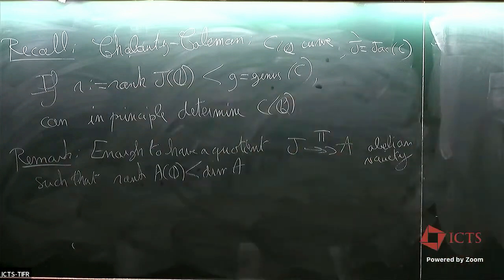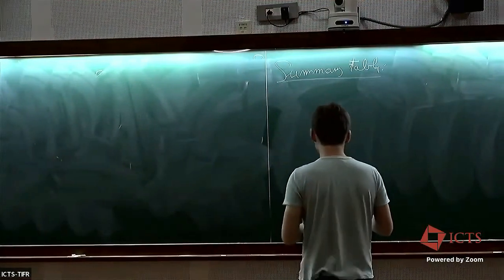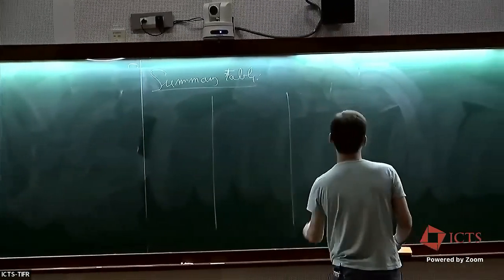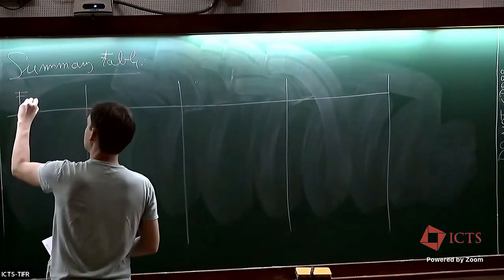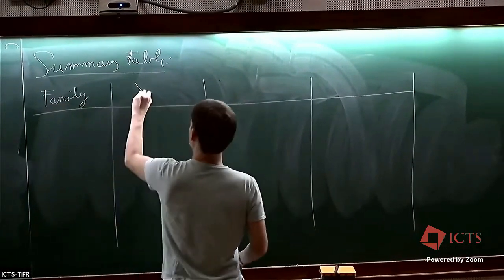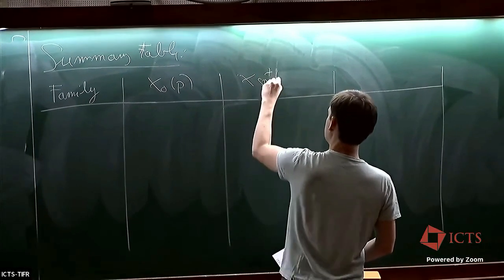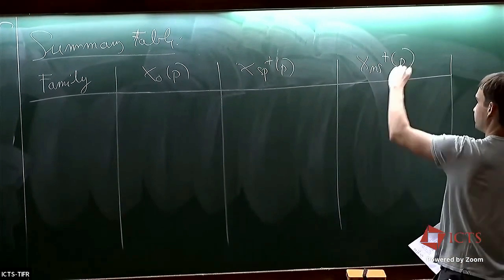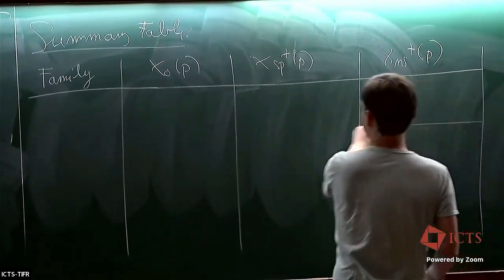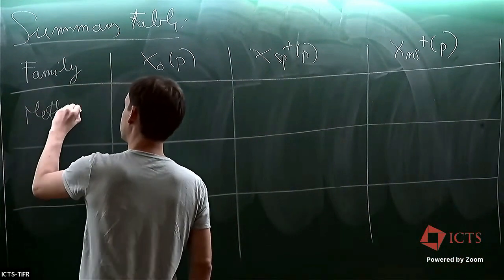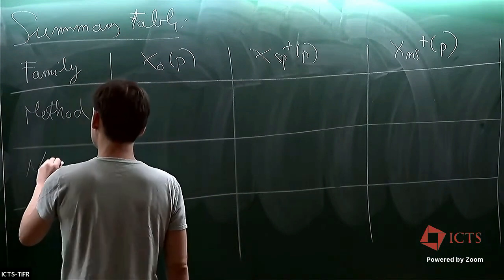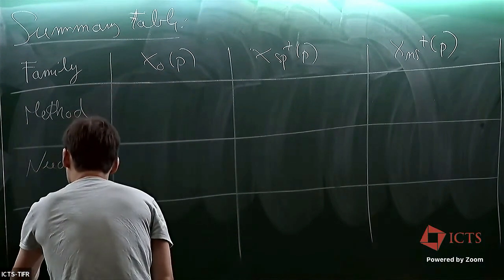So this is how I start my table. I have 3 columns, 4 with the actual results. So I will be looking at these 3 families of modular curves. So X_0 of p, X_sp^+ of p, and X_ns^+ of p here. And I will try to give very short indications about what the method we can use to figure out the rational points. What does the method need? And what is the range of known results?